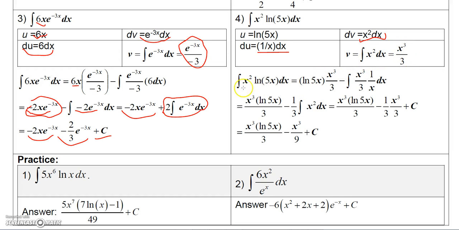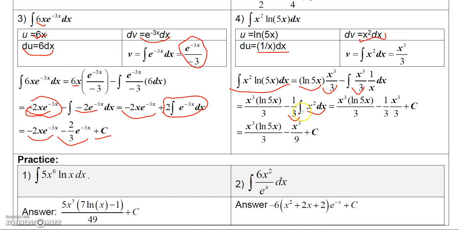So now when you evaluate this integral, you have uv, which would be this natural log, times this fraction, x cubed over 3, then minus the integral of v du, which would be this fraction again, times du, which is 1 over x dx. Now, I'm going to rewrite this first term as just x cubed times natural log of 5x all over 3. And then on this one, I can factor the 1/3 out of the integral, so I'll put it on the outside. And then x cubed over x is x squared.